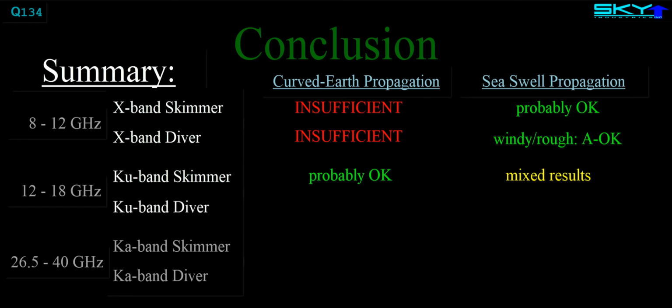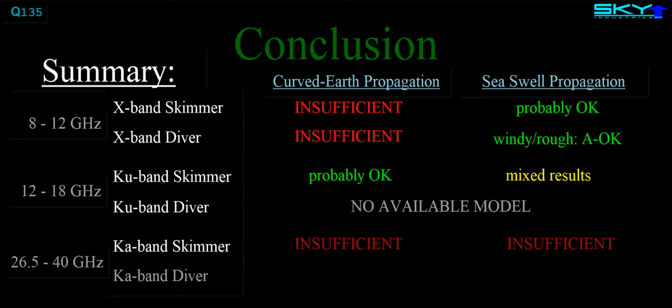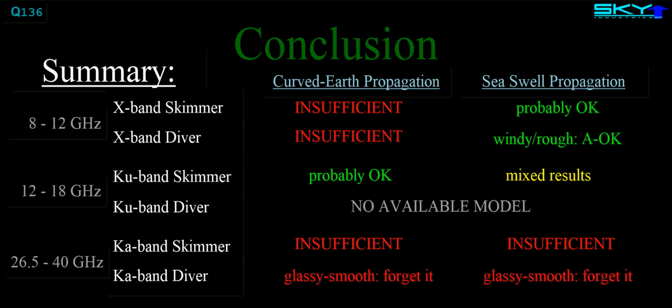KU band diver. There is no available diver model at KU band, so this case wasn't examined. KA band skimmer. Forget it, smooth sea or rough sea, flat sea, corrugated sea, doesn't matter. A simple rate-based jog detector will produce, by this study, false jog indications caused by multipath. KA band diver. If the sea is glassy smooth, forget it. But if the sea is rough, if there's any roughness, then a rate-based jog detector looks like it can get the job done.